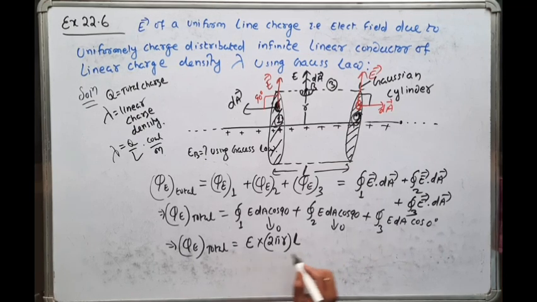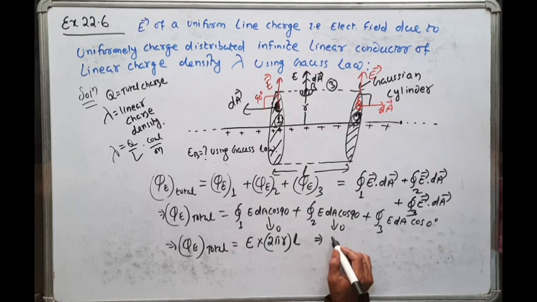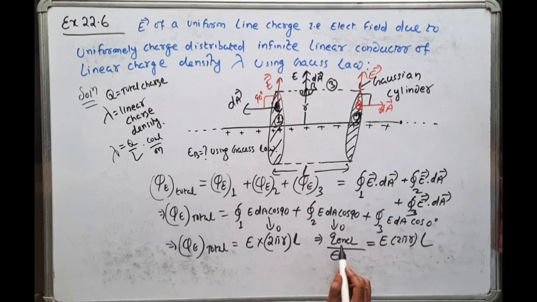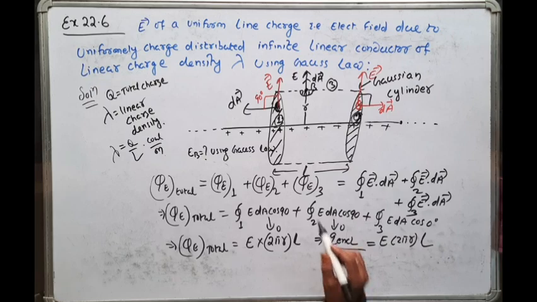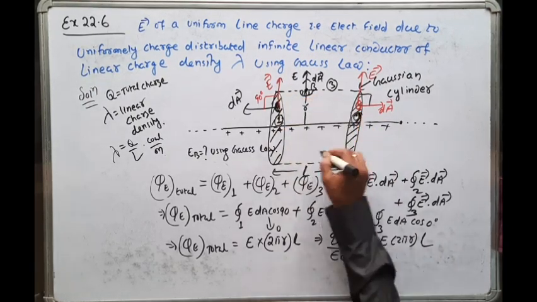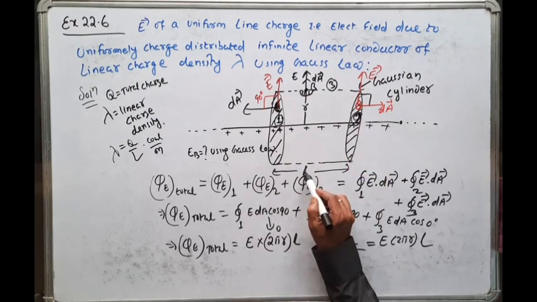But we know, according to Gauss law, what is the total flux within the Gaussian surface? Total flux is nothing but the charge enclosed by the Gaussian cylinder divided by epsilon naught, which is equal to E into 2 pi r into L. Now we will find the charge enclosed by this Gaussian cylinder. Now see, within the Gaussian cylinder, what is the length of the charged conductor? That is L.